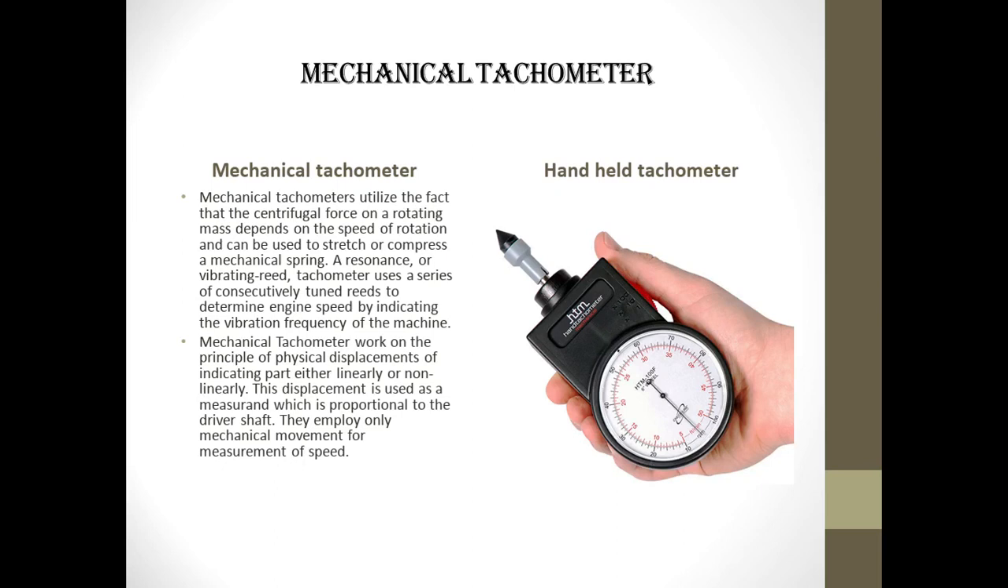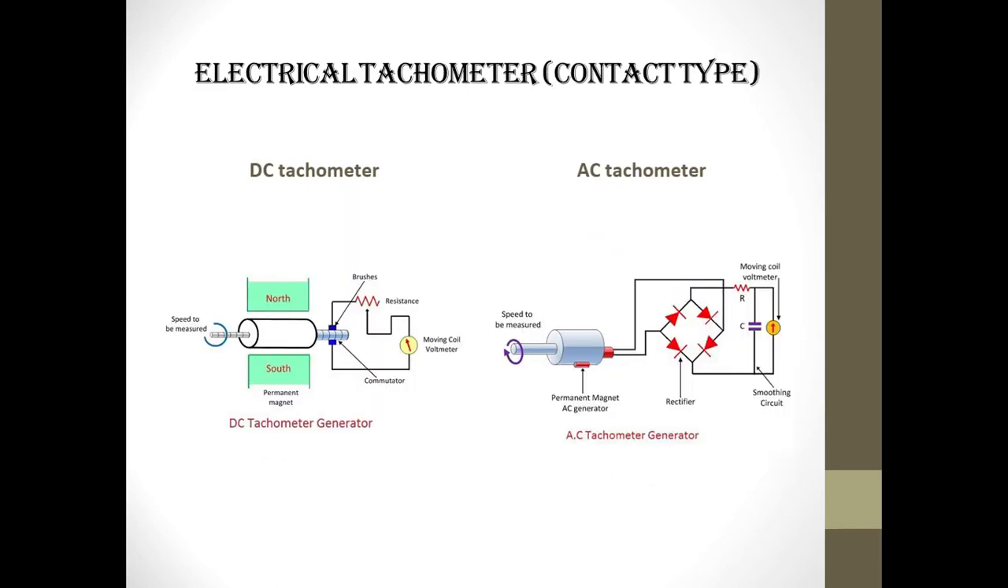Now the next type of tachometer is electrical tachometer. Contact type electrical tachometers are of two types generally. They are DC tachometer generator and AC tachometer generator. DC tachometer generators consist of a small armature which is coupled to the machine whose speed is to be measured. This armature revolves in the field of a permanent magnet.